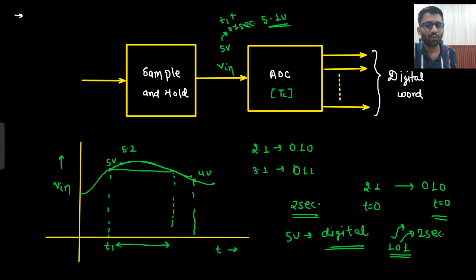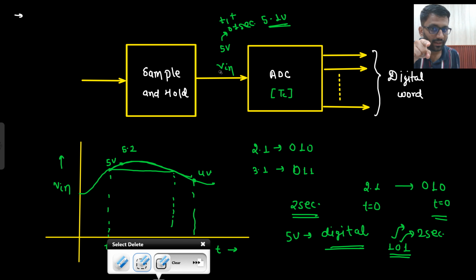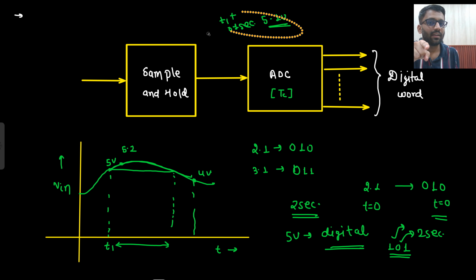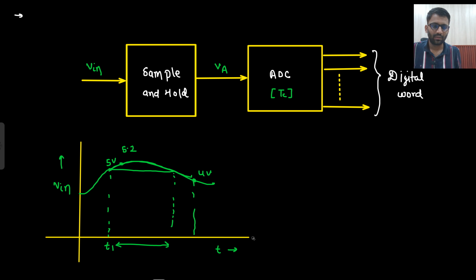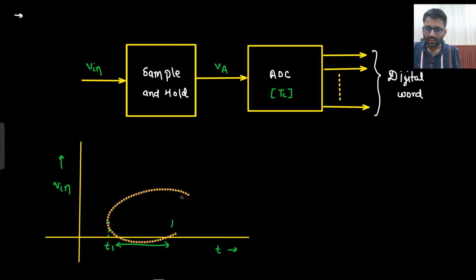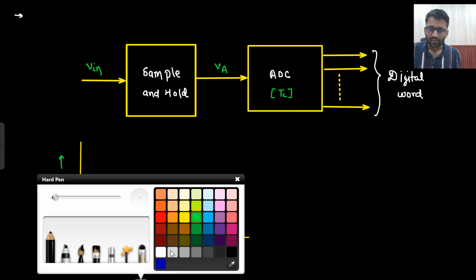Now what is the meaning of sample and hold circuit? So here V in will never be applied directly. Here V A will be applied, which will be coming from the output of the sample and hold circuit. So what will this sample and hold circuit do? Okay, so let's check that out. So I will again redraw my V in.